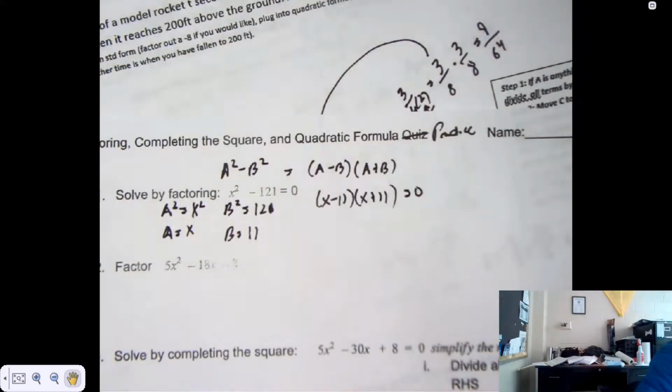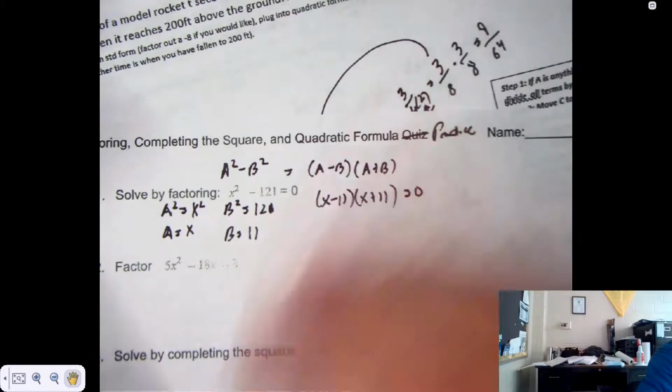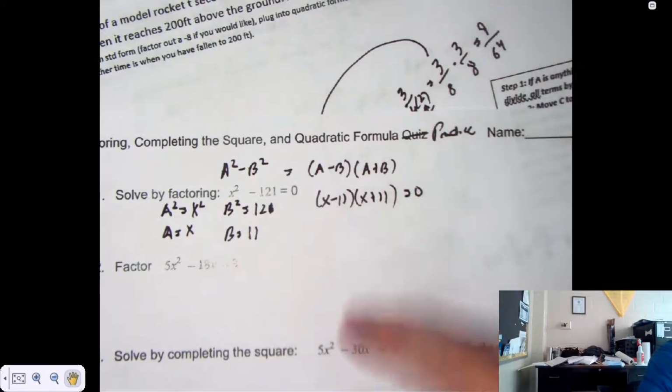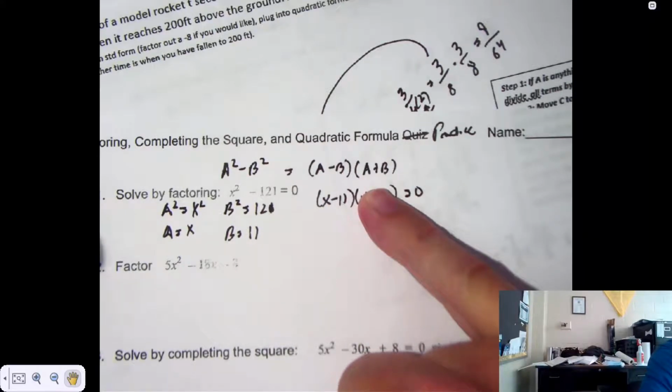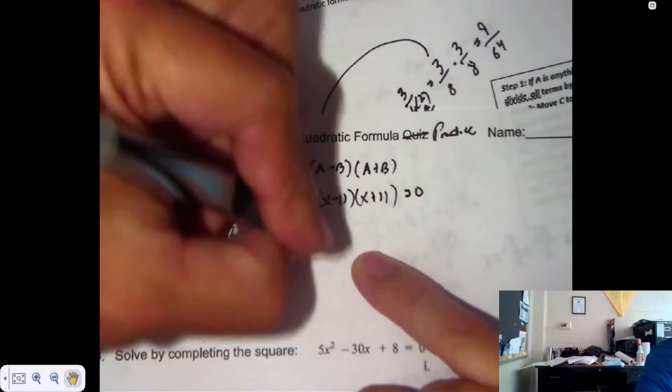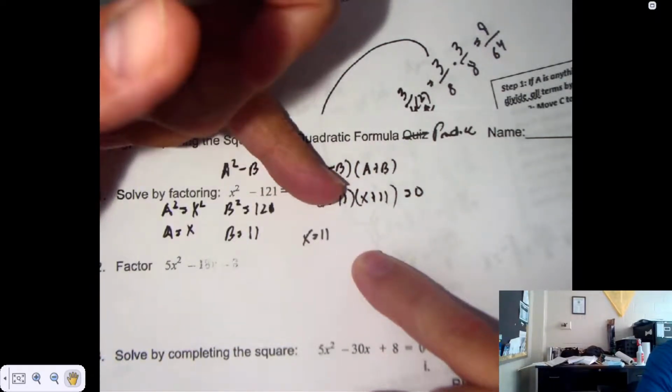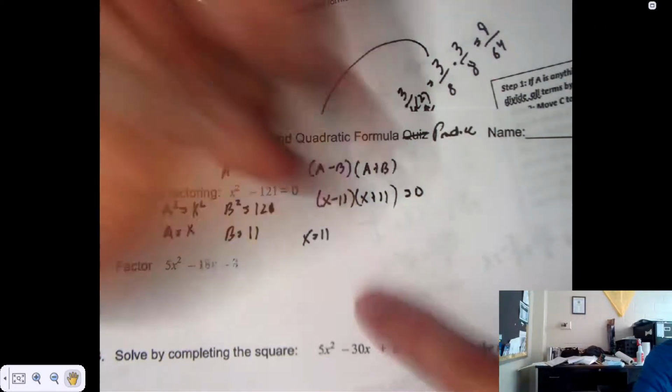And we are solving. It doesn't say factor, it says solve by factoring. So we use the little cover-up technique. I'll take my little pinky here. X minus 11 is nothing. What's x? 11. X plus 11 is nothing. What's x? X is negative 11.